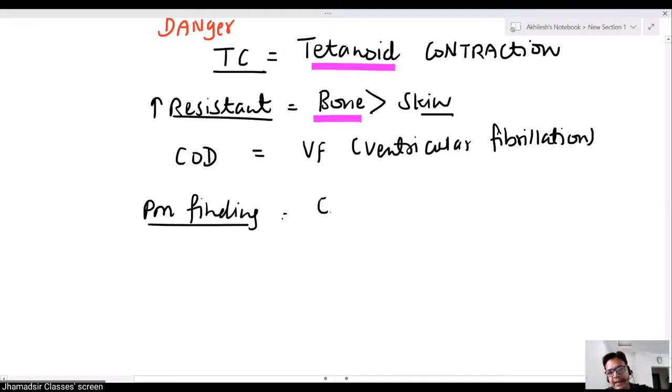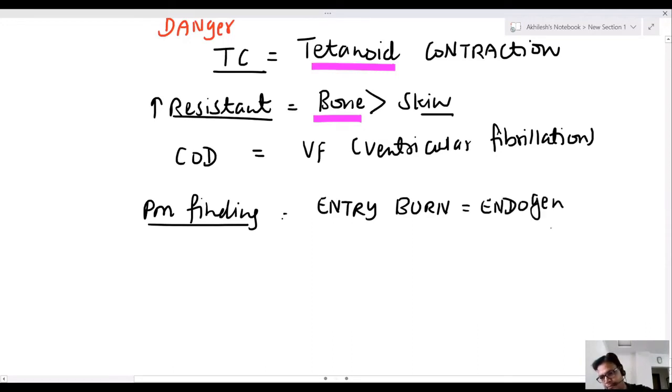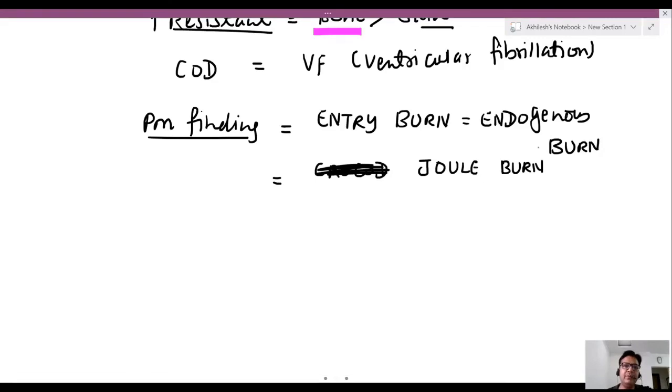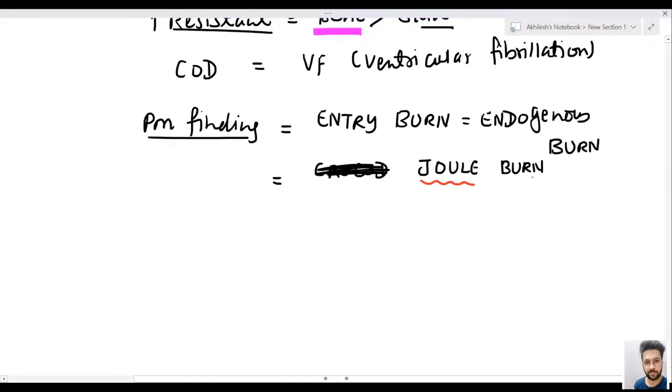Sir, the entry burn in electrocution is an endogenous burn, and this entry burn is known as Joule burn. This entry burn is known as Joule burn.